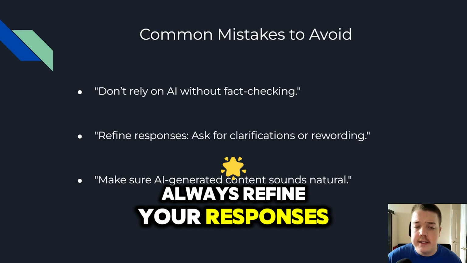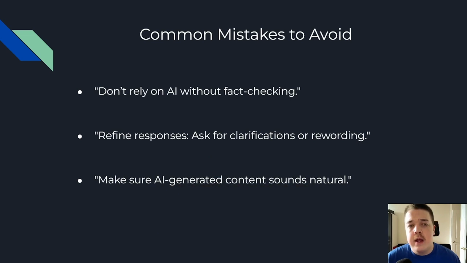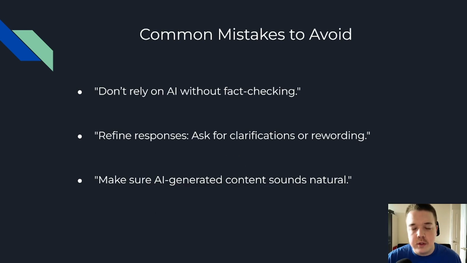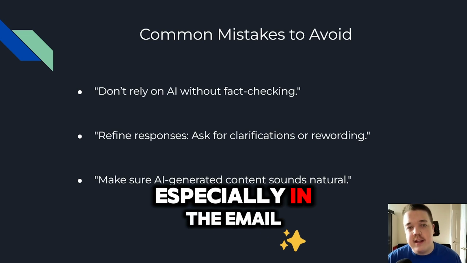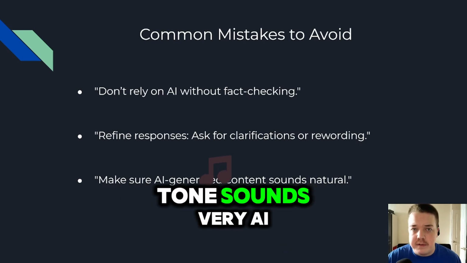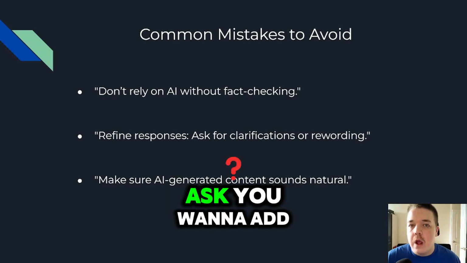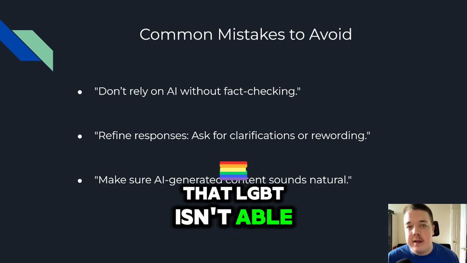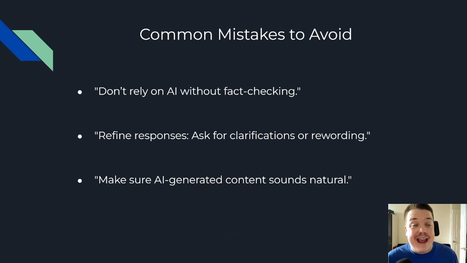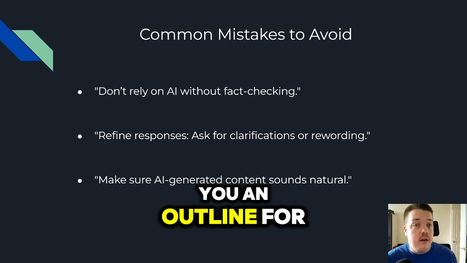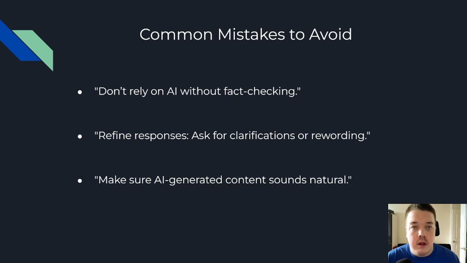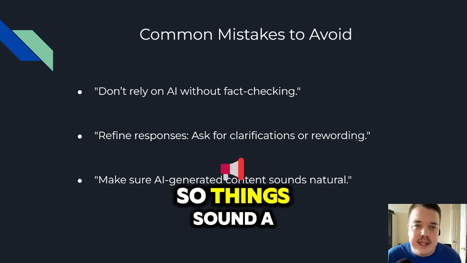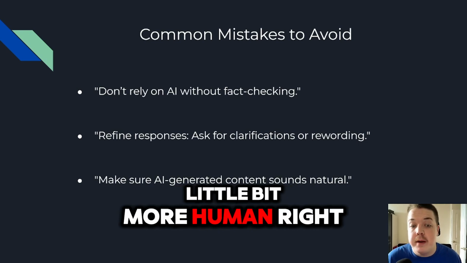Always refine your responses and avoid AI sounding responses. So always adjust the tone. Always, especially when you're structuring emails, right? Because it's very clear, especially in the email marketing world, when the tone sounds very AI-esque, you want to add that human tone to it. And if you feel that ChatGPT isn't able to do that well enough, ask ChatGPT to write you an outline for the email, and then you write it yourself. So basically just creating a writing prompt for you to follow for your email, so things sound a little bit more personable, a little bit more human, right?